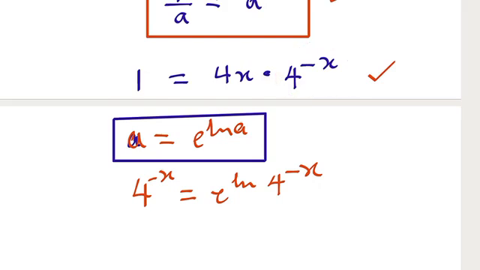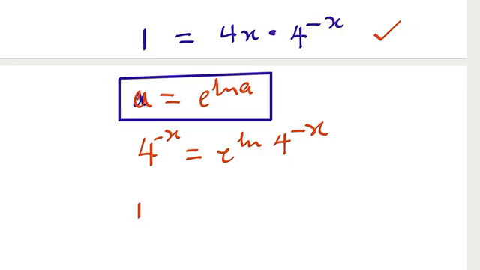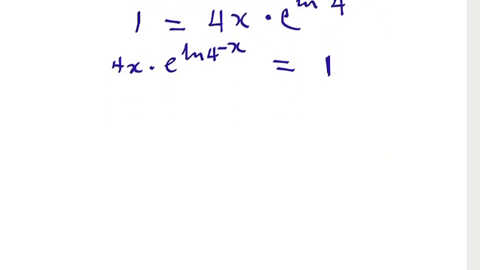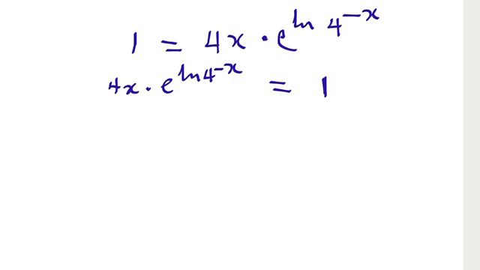Therefore we replace, so that will be 1 equals 4x multiplied by e to the power of ln of 4 to the power of minus x. So we can rewrite the equation as 4x multiplied by e to the power of ln of 4 to the power of minus x equals 1. Now the next thing we are going to do is divide both sides by 4.